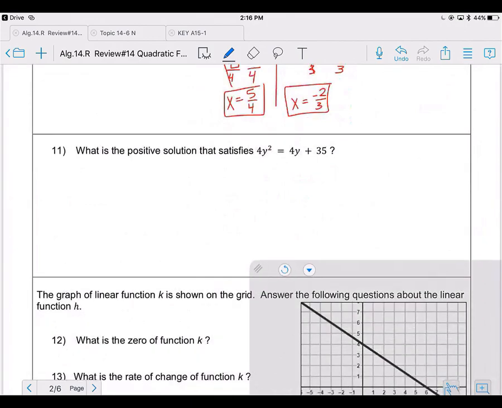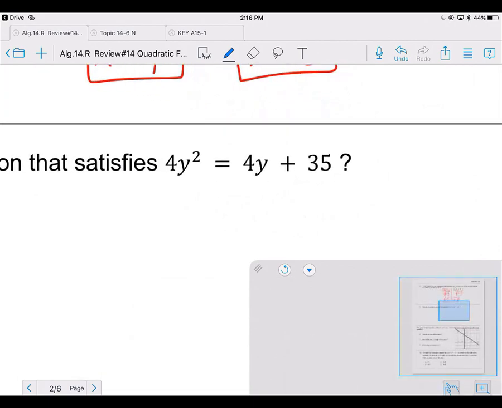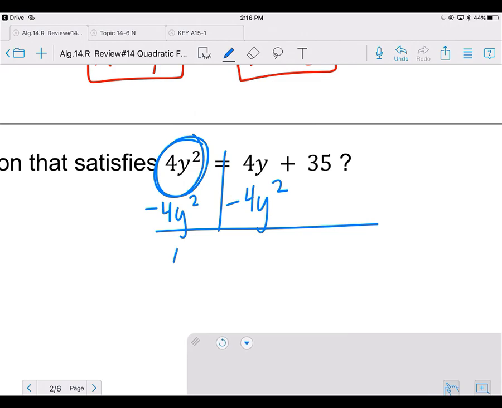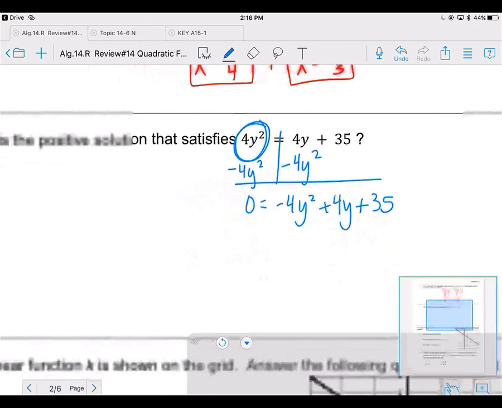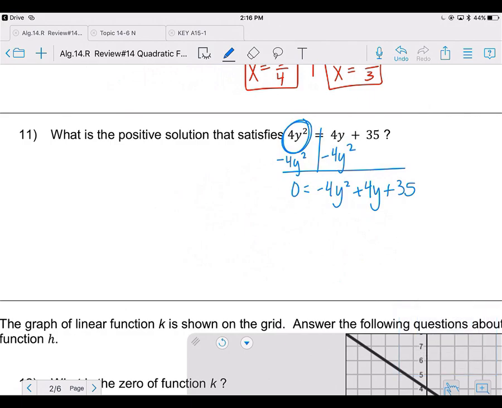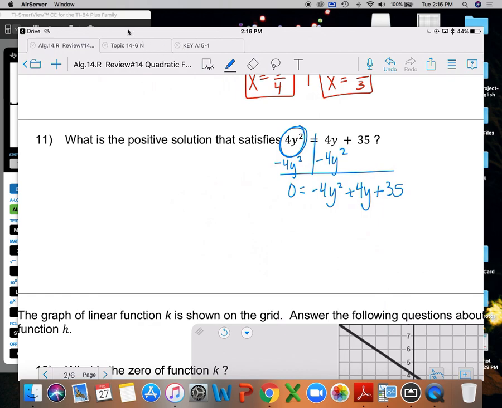Problem 11 asks for the positive solution that satisfies 4y squared equals 4y plus 35. So first I need it to equal 0, so I can move the 4y squared. So 0 equals -4y squared plus 4y plus 35. Now you have two options. You can solve this using factoring, or we can use the calculator. I prefer the calculator, so I'm going to show you how to do it in the calculator.